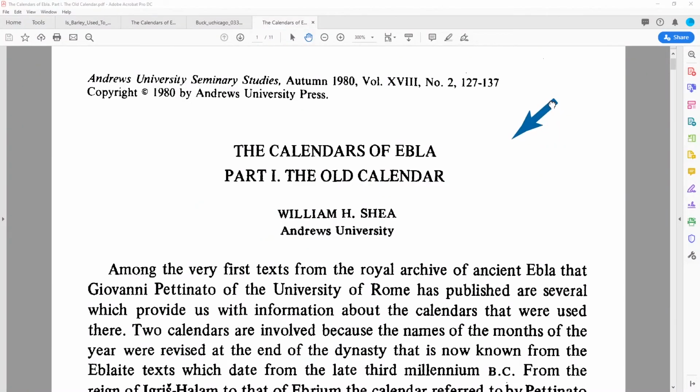Now I want to show you some of the evidence for ancient Near East month names. So we'll go and look at a PDF document from William Shea, a Seventh-day Adventist who does research into calendar matters. Okay, here's the paper that I was talking about. This is a paper by William H. Shea from Andrews University, and you can see up here where he published it and all the reference info here. And this is on the calendars of Ebla, Part 1, the old calendar. He has a Part 2 describing the new Ebla calendar, which is also very interesting, but I don't have time to go through that now.